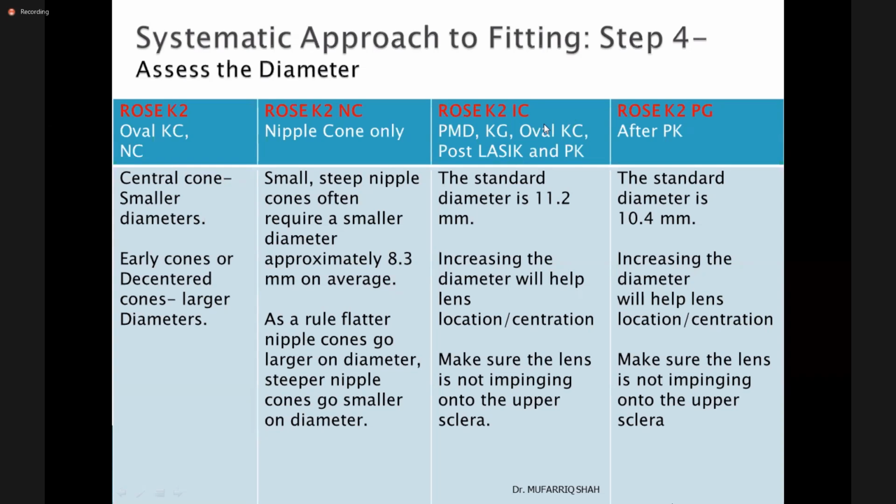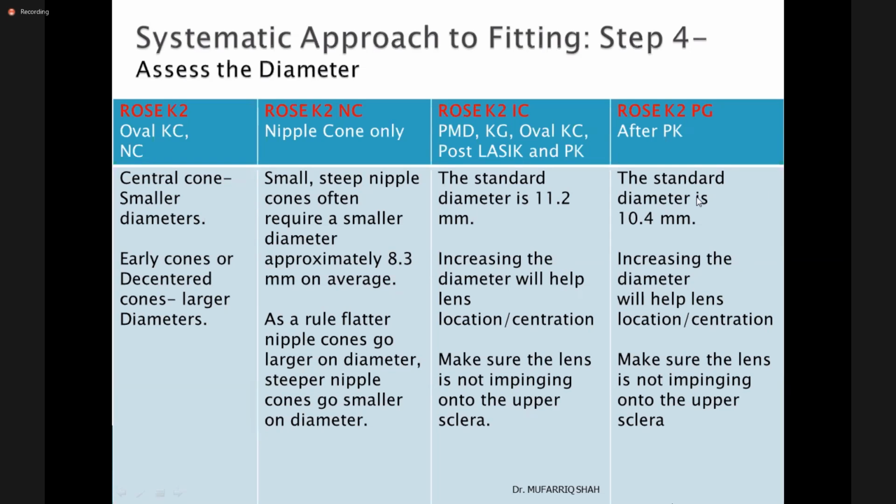For Rose K2 IC, if you want to fit on PMD, keratoglobus, oval keratoconus or post-LASIK, the standard diameter is 11.2 millimeter. Increasing the diameter will help lens location and centration. If lens location is not optimum, centration is not optimum, then you will change the diameter. Make sure the lens is not impinging onto the upper sclera. So you must confirm this, that the lens is not impinging on the upper sclera.